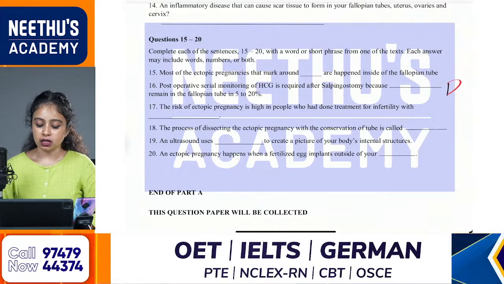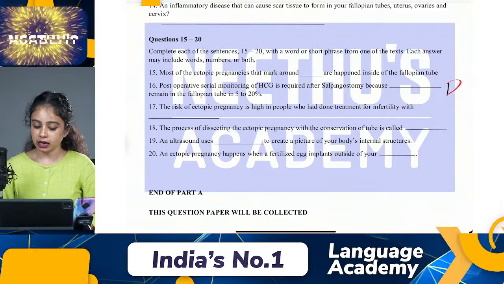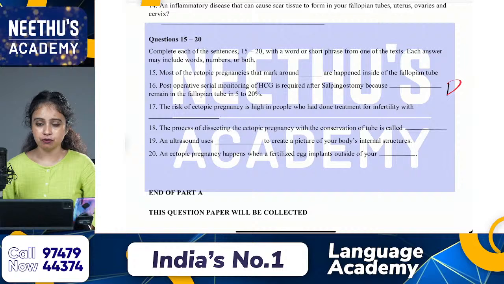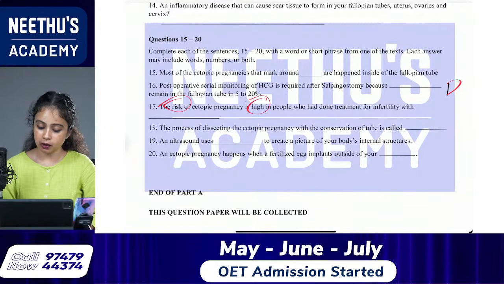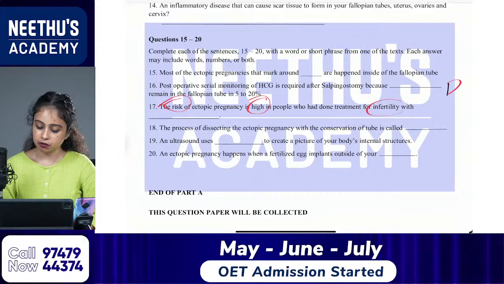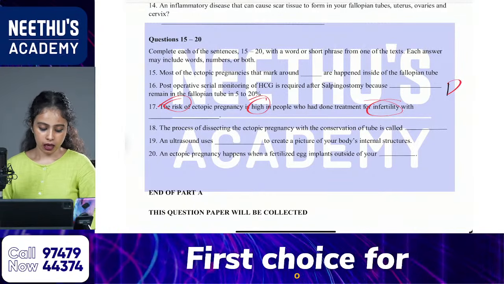17th one, the risk of ectopic pregnancy is high in people who had treatment for infertility with dash. The risk of ectopic pregnancy is high in people who had treatment for infertility. Any idea?